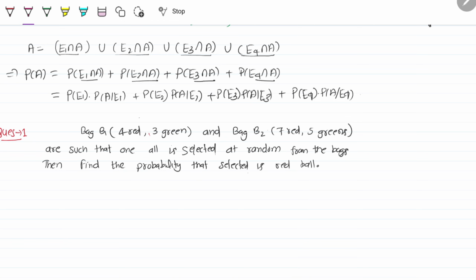Okay, so here is the first question for you. Solution. Read the question and conquer the definition of the total probability. So what is the question?